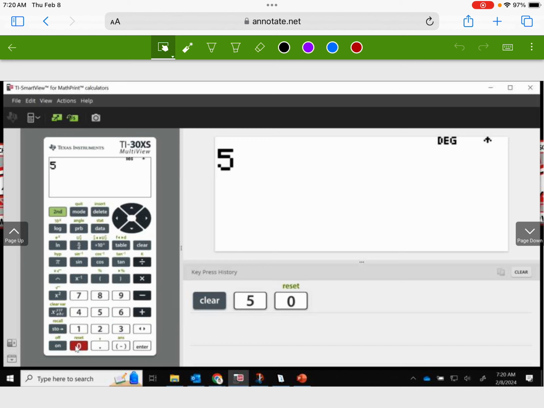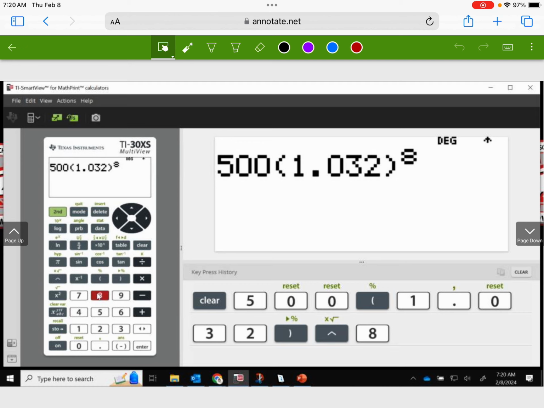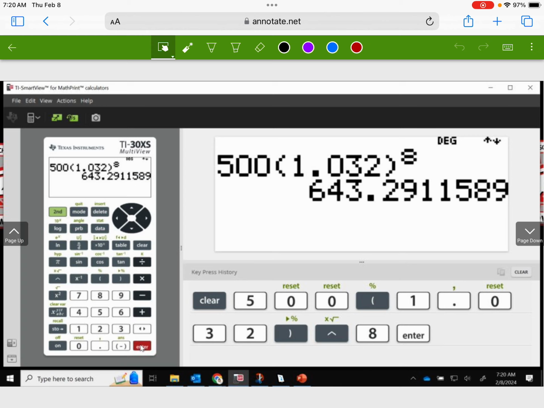So we're going to have our 500 times 1.032 to the 8th. And we're just going to type it into the calculator like this. Boop. So if you put $500 in this bank account and leave it sit for 8 years, you get $643. That's a free $143.29.